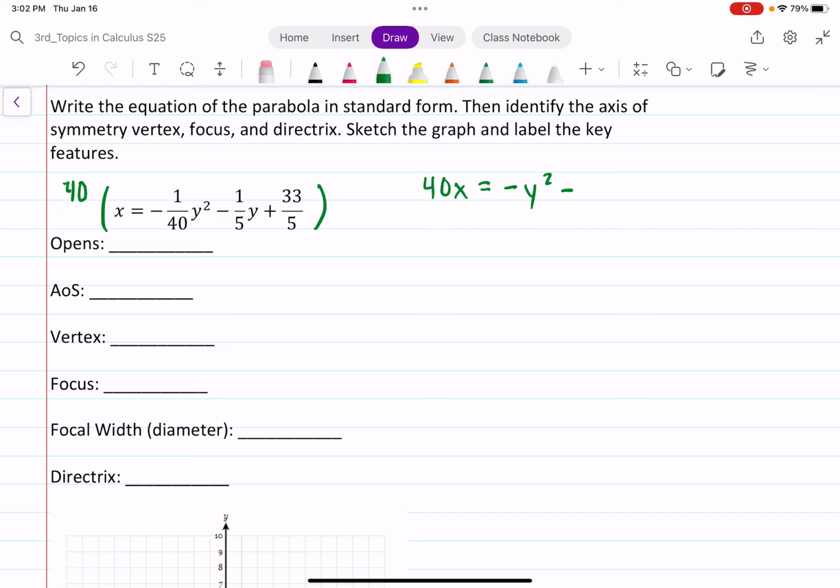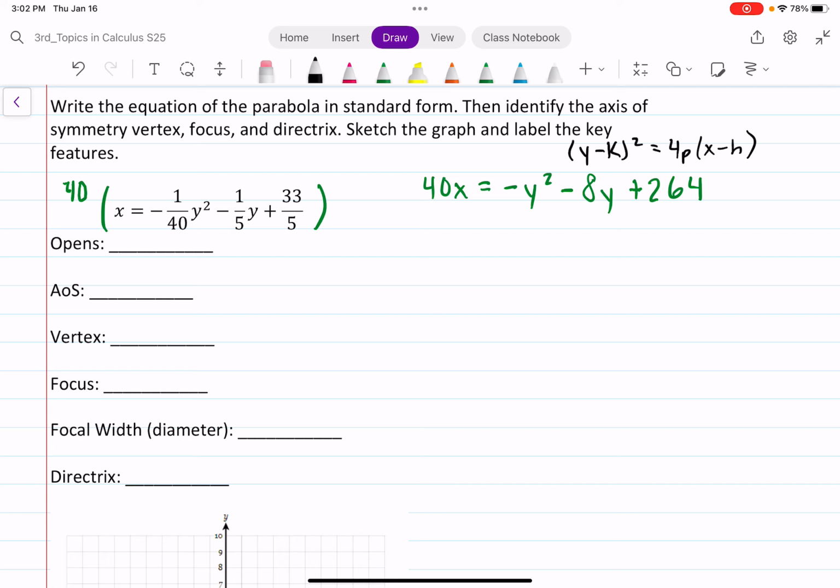Minus 40 divided by 5 is 8, so that would be negative 8y. And so here that would be 8 times 33, and 8 times 33 is 264. And now, because this one is y squared, that means I want this one to be y minus k squared equals 4p times x minus h. Okay, so this time you want to get all the y's together.